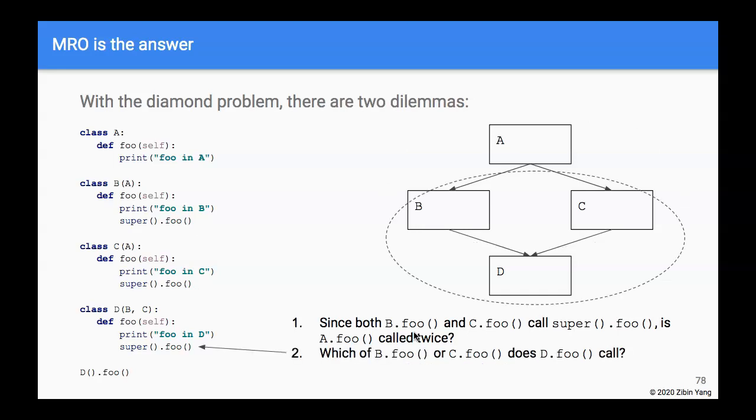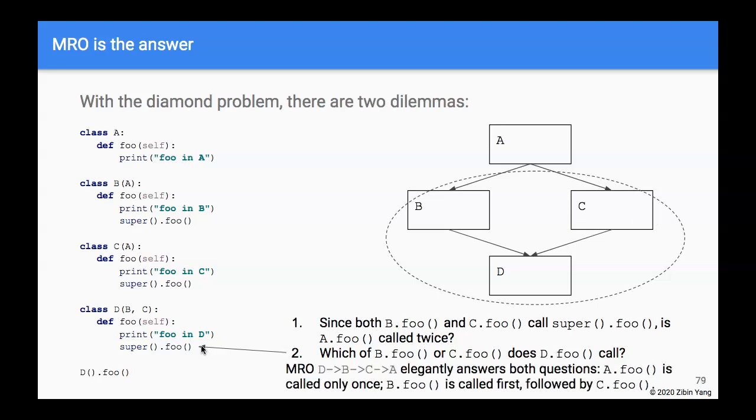And the second problem is the bottom half of the diamond: because D inherits from both B and C, and D.full calls just a single super.full, which one of B.full and C.full should this one call? That was another kind of little problem or dilemma.